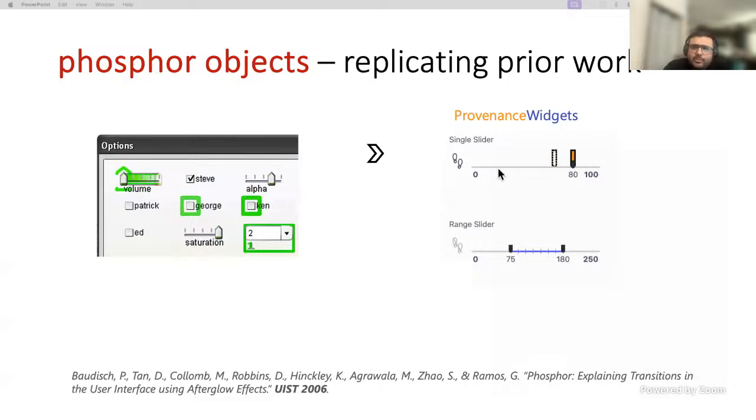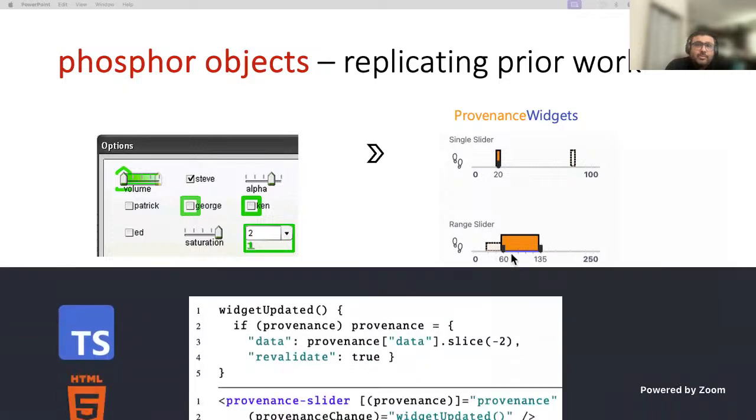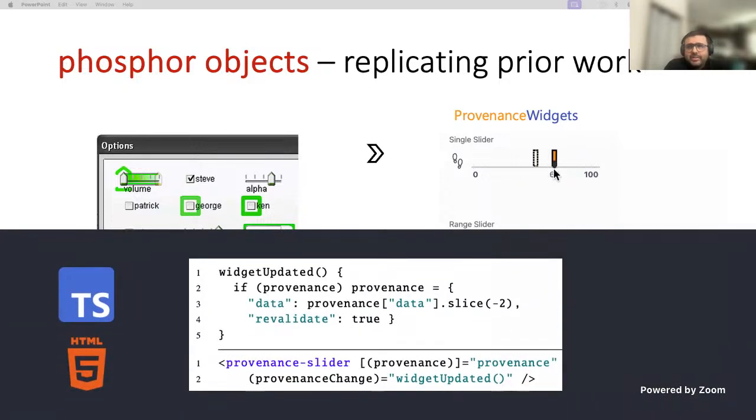Next, phosphor objects show the outcome of any change in the widget's state instantly via an afterglow effect. Essentially, they show the current selection and the previous selection. To replicate these, we can once again override the provenance property, and with each interaction, keep slicing out provenance history except for the current and previous points. And there you go.